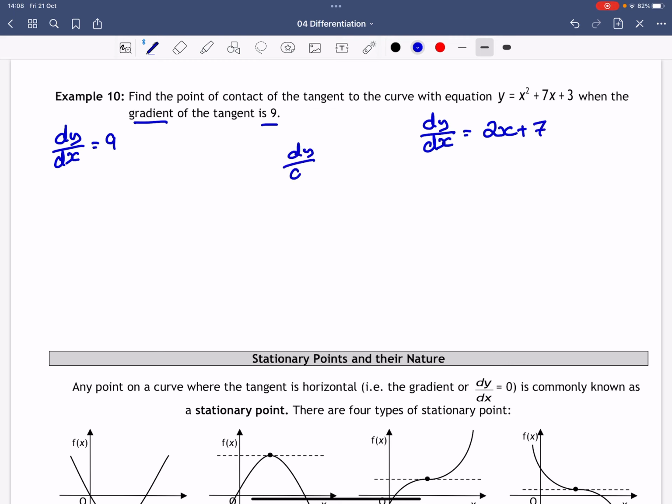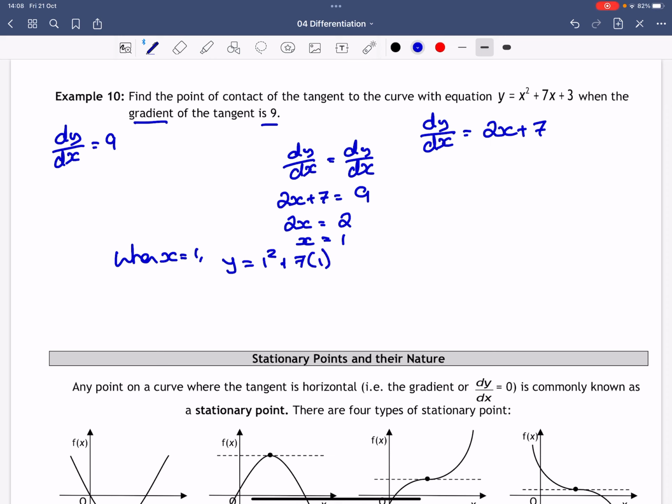Do our dy by dx equals dy by dx because they are equal to each other. So I get 2x plus 7 is equal to 9. So 2x is equal to 2, so x has to be 1. Get the corresponding y value. So I'll say when x equals 1, y is equal to 1 squared plus 7 times 1 plus 3. So it's going to be 1 plus 7 is 8 plus 3 is 11. So therefore the point of contact is the point 1, 11. Okay.